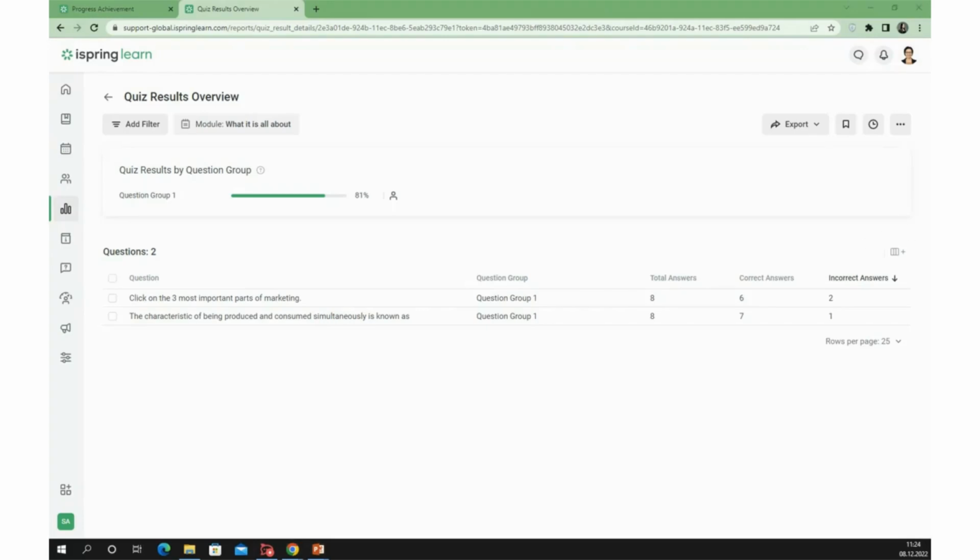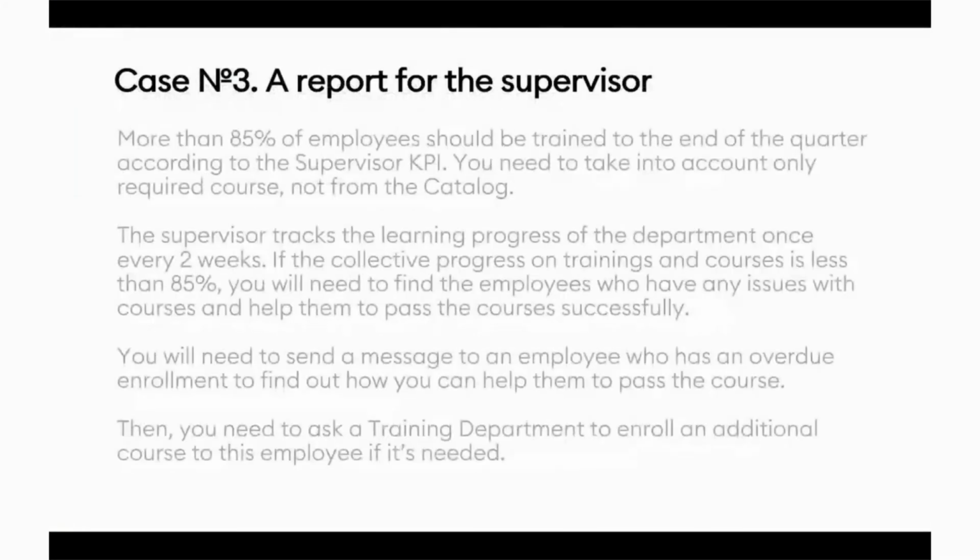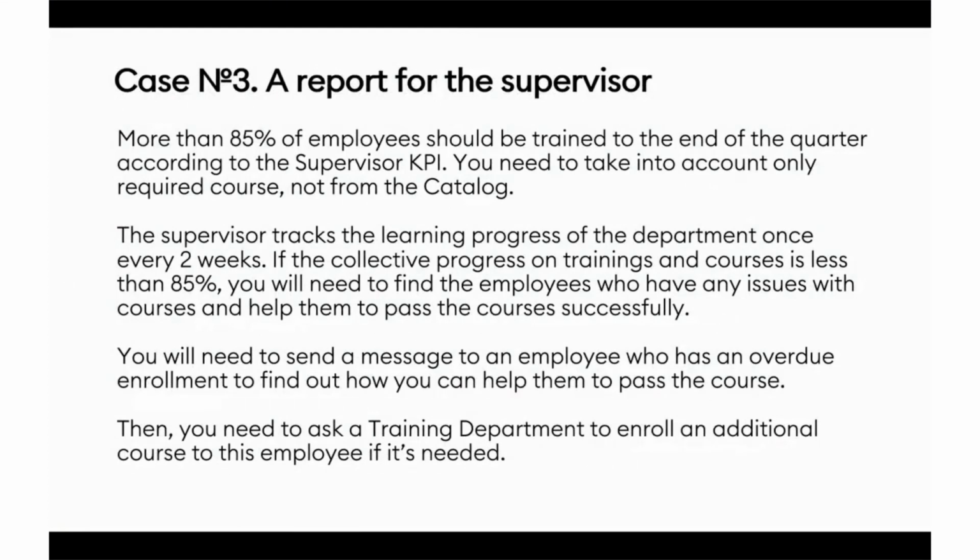And now, let's move on to our next case, a report for the supervisor. More than 85% of employees should be trained at the end of the quarter according to the supervisor KPI. You need to take into account only required courses, not from the catalog. The supervisor tracks the learning progress of the departments once every 2 weeks. If the collective progress on trainings and courses is less than 85%, you will need to find the employees who have any issues with courses and help them to pass the course successfully.